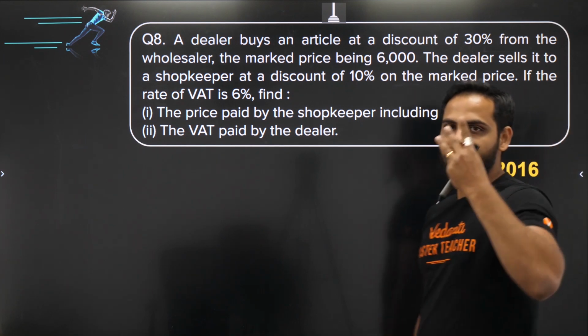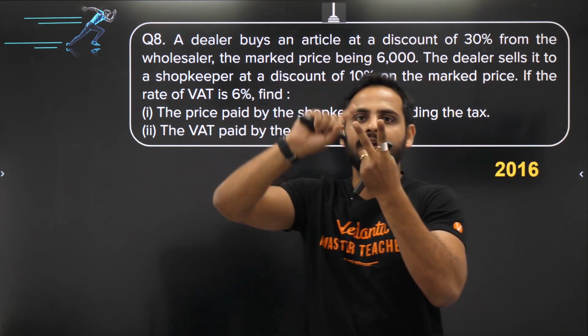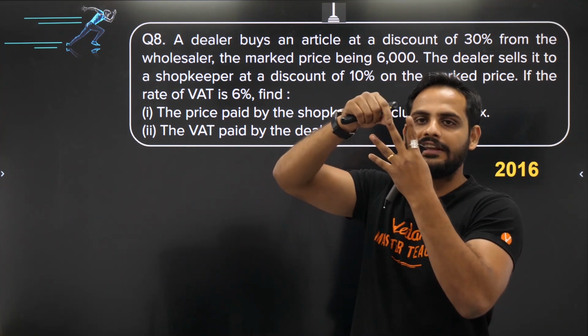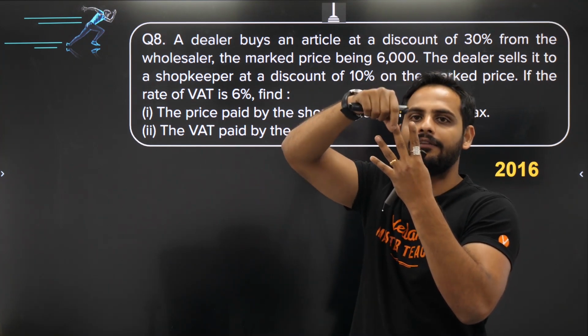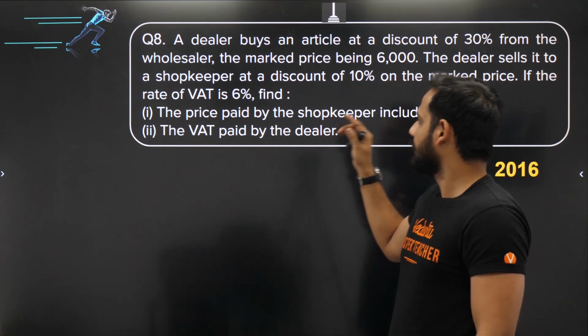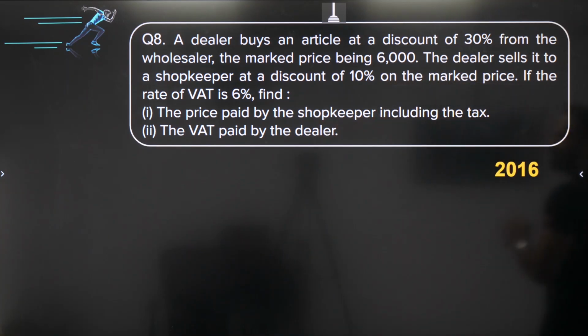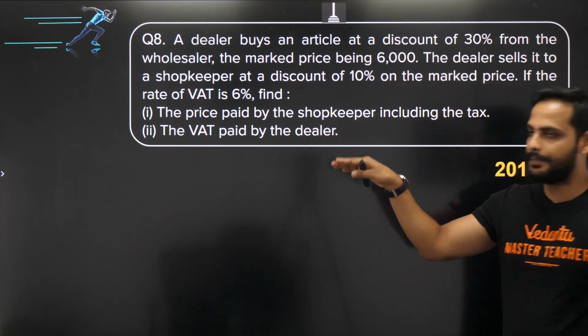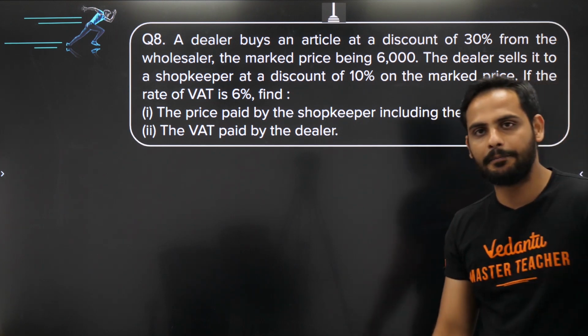shopkeeper will pay. So we have three persons: wholesaler, dealer and shopkeeper. So this dealer will buy from the wholesaler and then will sell it to the shopkeeper. So how much is the price paid by the shopkeeper including the tax, and the VAT paid by the dealer?